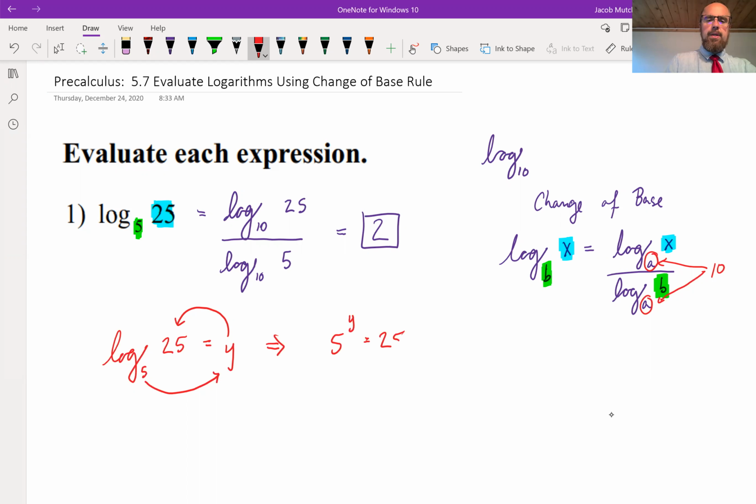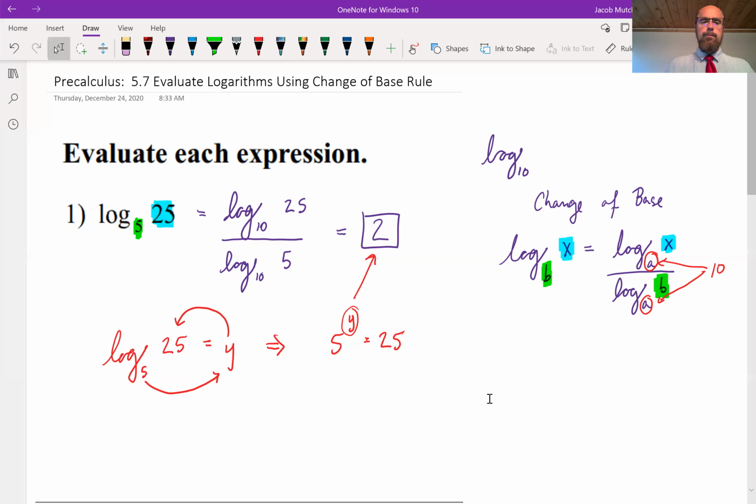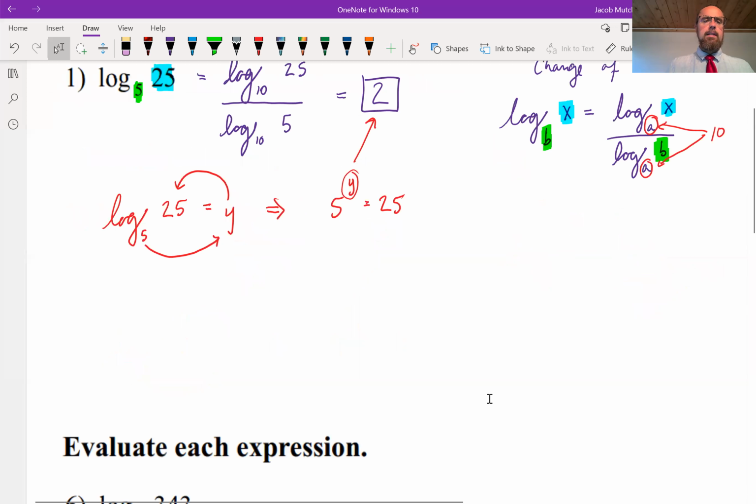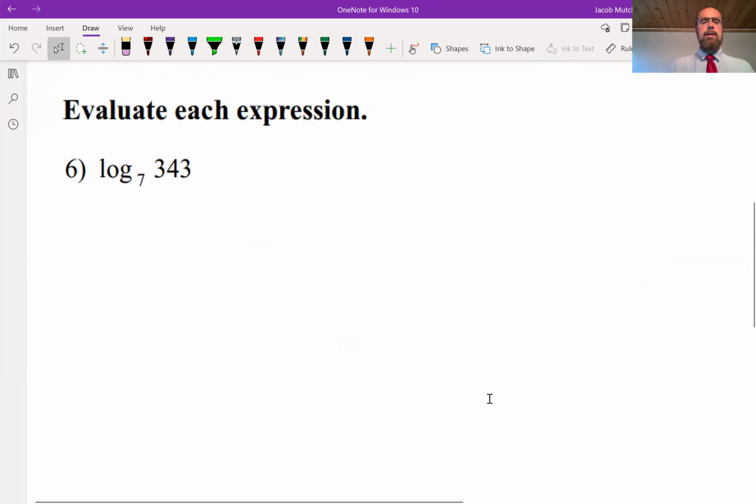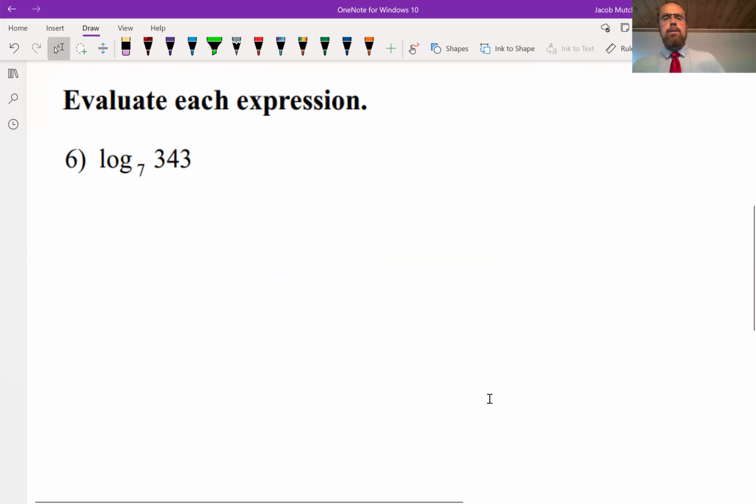So really we're asking ourselves here, 5 to what power would equal 25? Well, 5 squared. 5 times 5 equals 25. And that checks out our answer. So we could probably have just calculated this example manually, but change of base works also. Our second example is a little more difficult to see and highlights the use of the change of base rule.